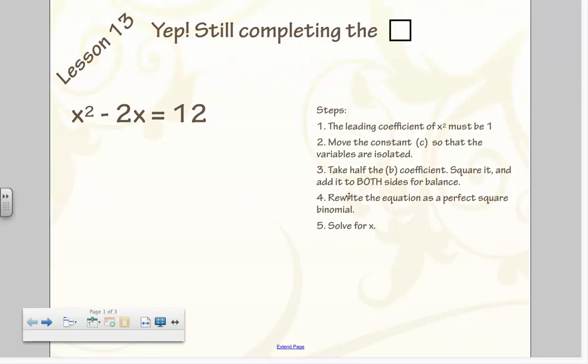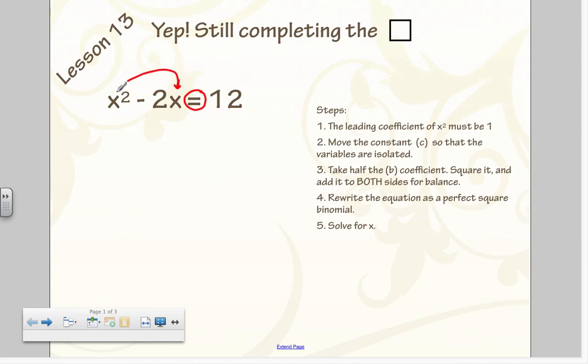Yep, we're still completing the square, but this time we're going to take it a step further and actually solve for x now. So here we have an equation. And obviously we know it's an equation because there's an equal sign right there. And the point of an equation is to get me what x is. We want to find out what x is.